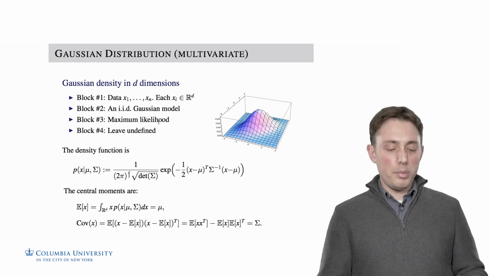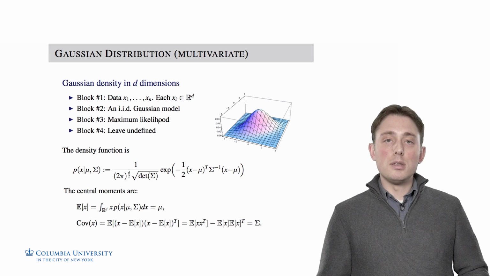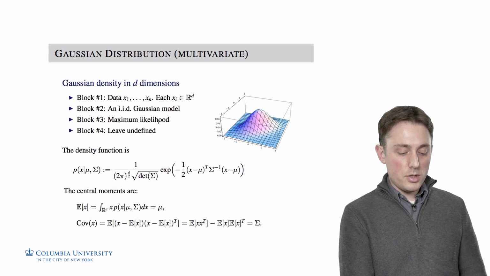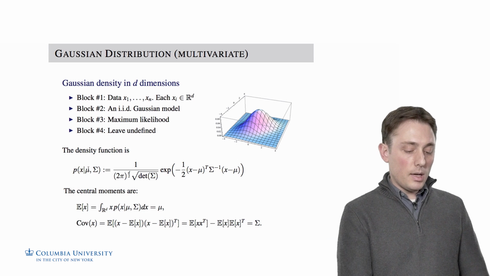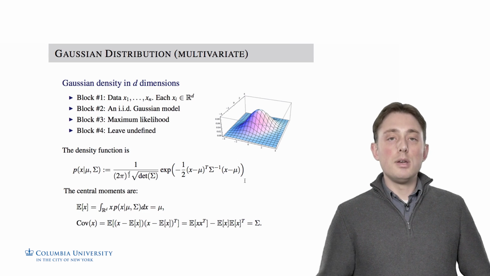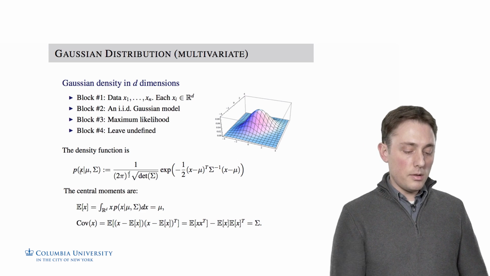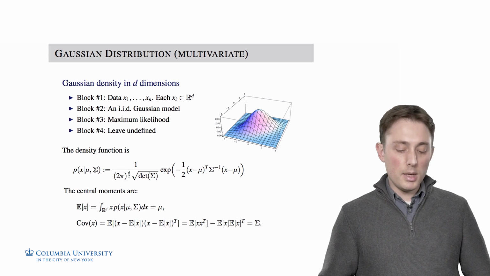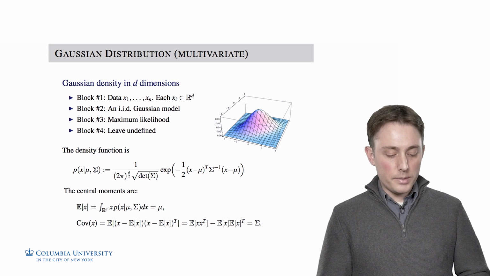Okay, so looking at block 2, we're going to define a multivariate Gaussian distribution. To refresh our memories, when we define a probability distribution, we're saying that the probability of x, or the density of x, given parameters mu and sigma, is equal to some function. That function has to be non-negative everywhere. So it's a function of x as well as mu and sigma. It has to be non-negative everywhere, and it has to integrate to 1.